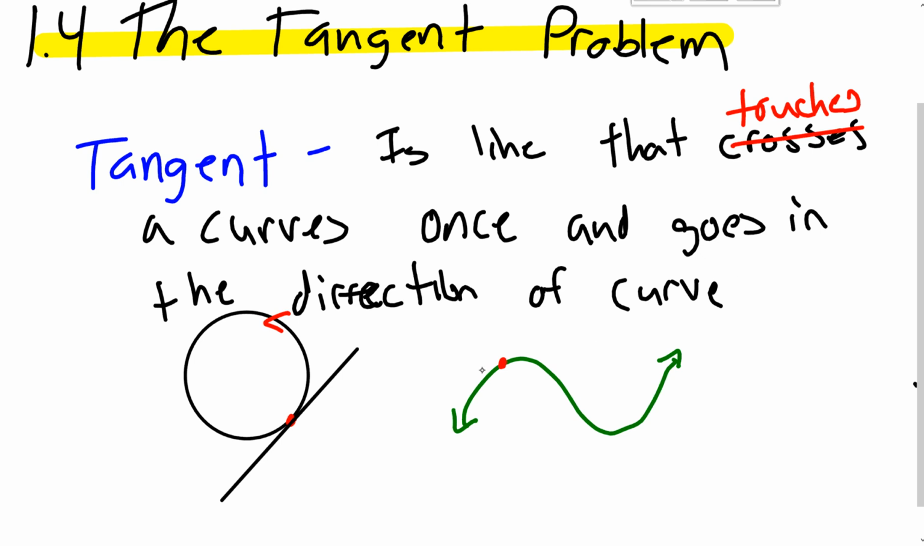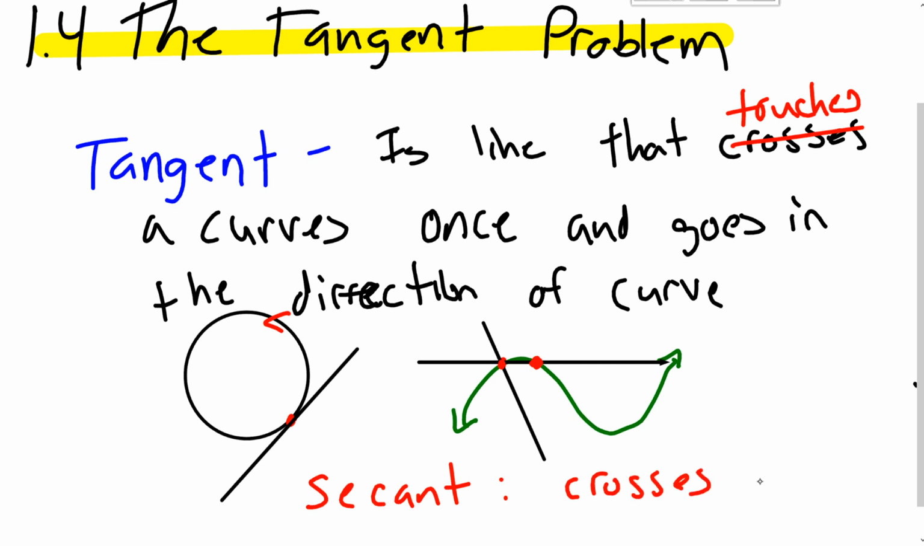So here we have a curve, here's our point. To cross it once would be like this, right? It might look like it only touches it once through that point. But if I go, say, here, that would cross it twice. If it crosses it twice, that is called a secant. A secant is when it touches it twice. A tangent can only touch the graph once and goes in the direction of that curve.